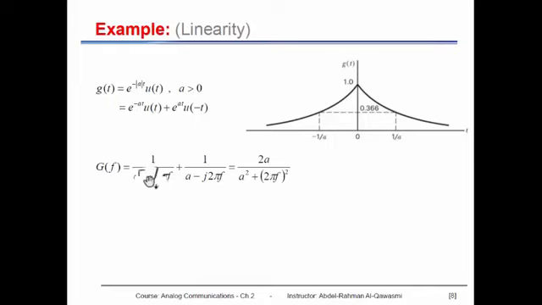We just make a sum of the rational terms and we have this result, 2a over a squared plus (2πf) squared, and this is to give attention to the absolute value of a, which means if it is positive it will be positive, if it is negative it will be positive, and so on. And this is for the unit step functions. So this is g of t, and this is our g of f.